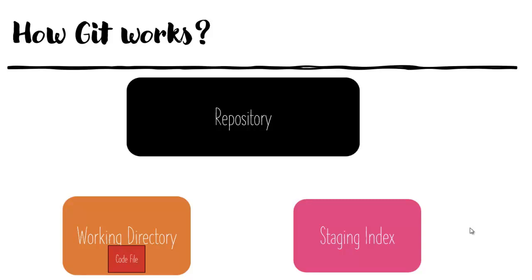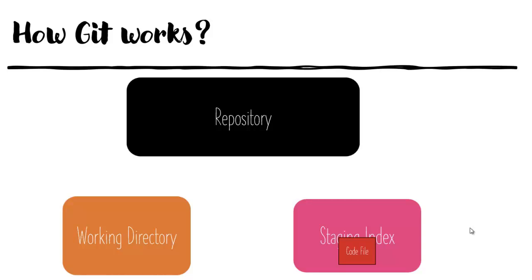To do this, we need to follow two steps. Please remember this. First, stage the file. First, we have to move the code file to the staging area. Means here we are preparing it for snapshotting, right? So now our code file is available inside the staging area or staging index.